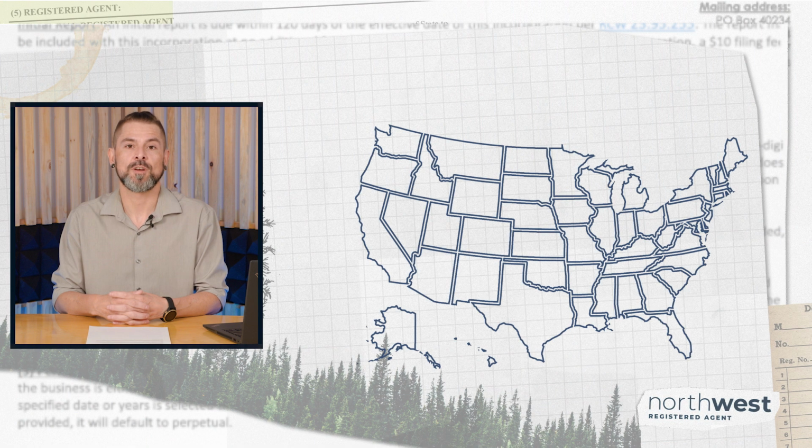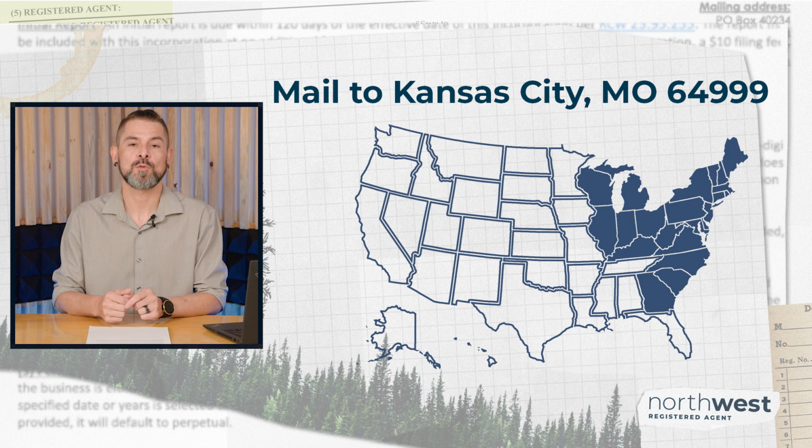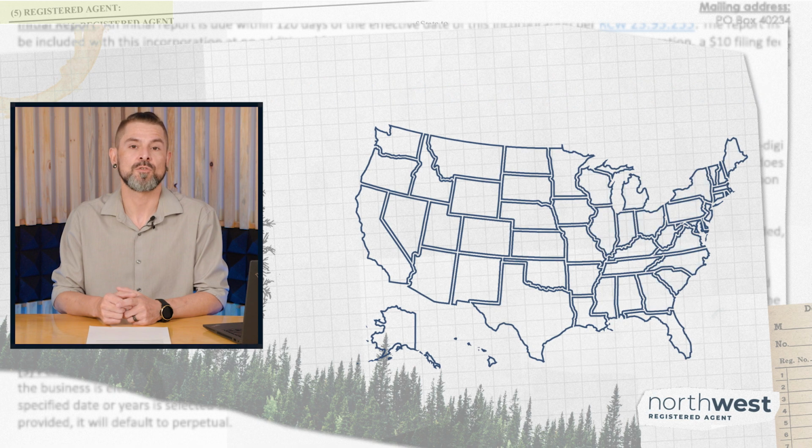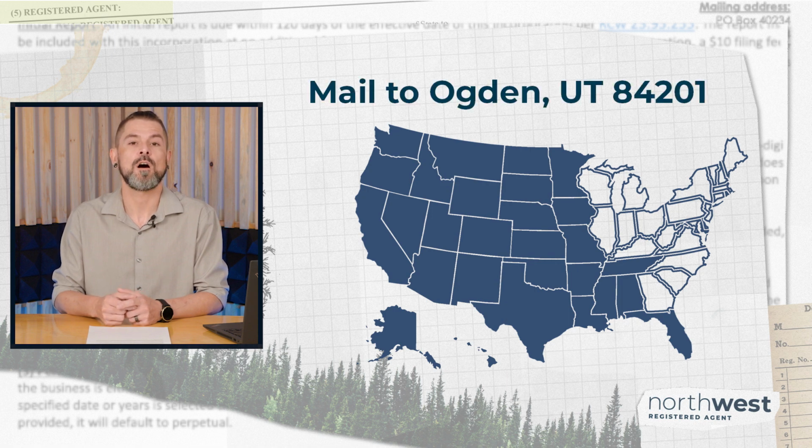If your old business address is located in one of these states, or in DC, then you should mail your form to Internal Revenue Service, Kansas City, Missouri, 64999. If your old business address is located in one of these states or outside of the country, you should mail your form to Internal Revenue Service, Ogden, Utah, 84201.